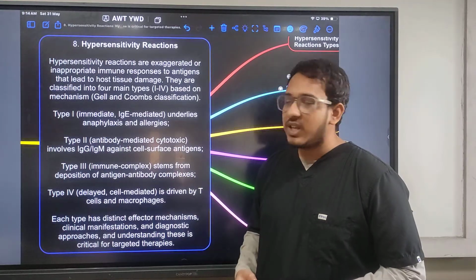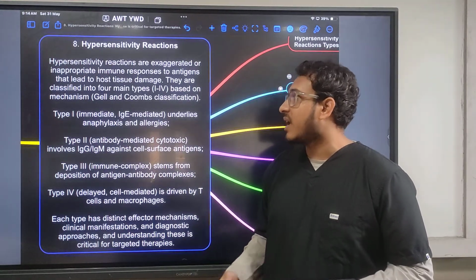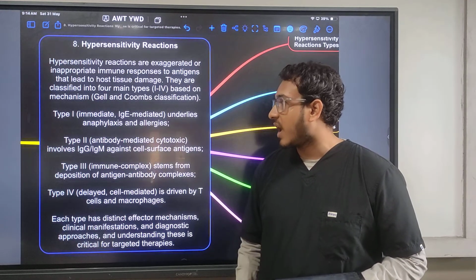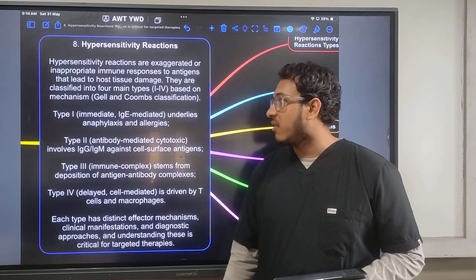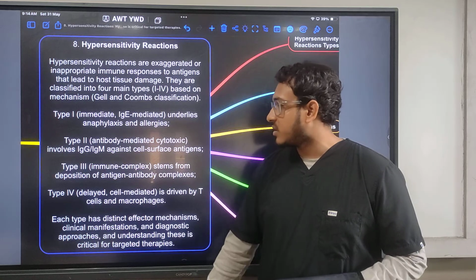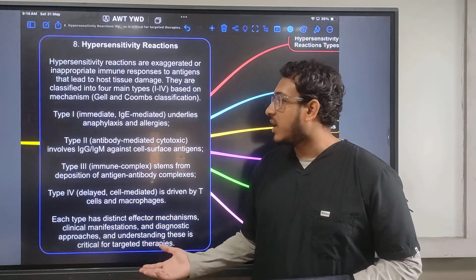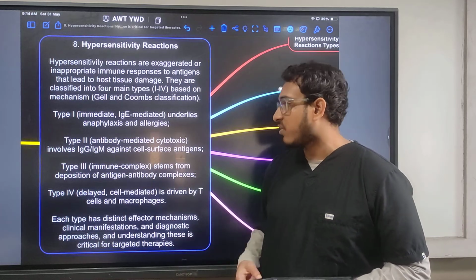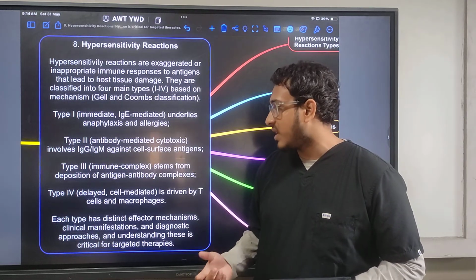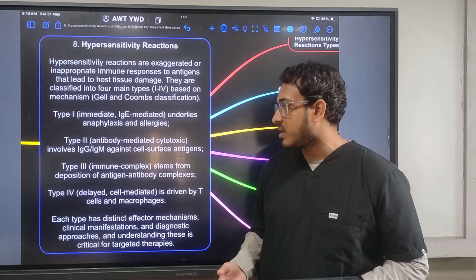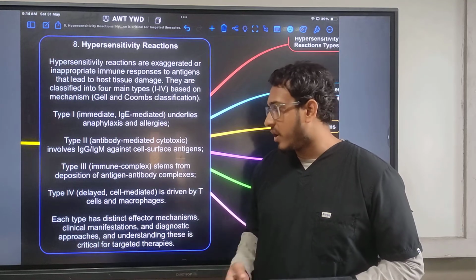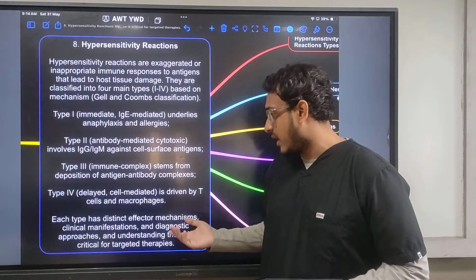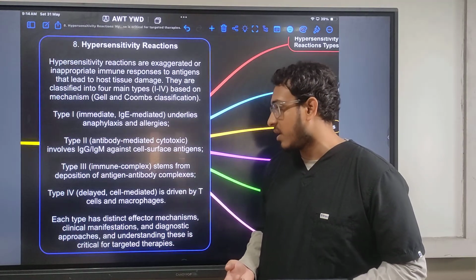Type 1 is IgE mediated, that underlies anaphylaxis and allergies. Type 2 is antibody mediated cytotoxic hypersensitivity. It involves IgG or IgM against the cell surface antigens. Type 3 is immune complex hypersensitivity. It stems from deposition of antigen antibody reaction complexes. Type 4 is delayed or cell mediated hypersensitivity. It is driven by the T cells and the macrophages.